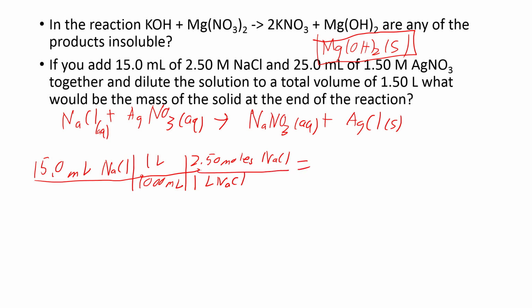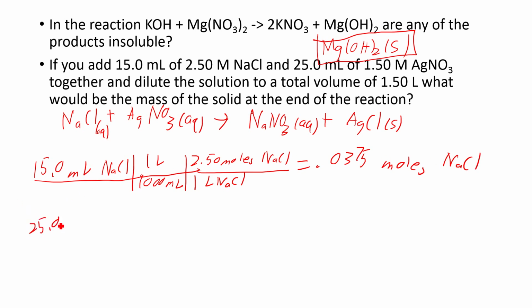From there, we have 15 divided by 1,000 times 2.5. We're going to get that we have 0.0375 moles of NaCl. We have to do the same now with our silver nitrate solution.